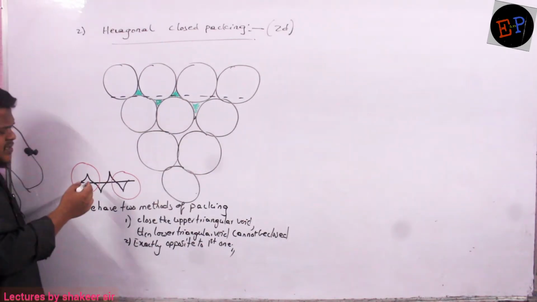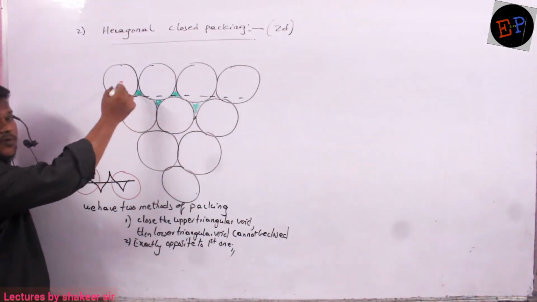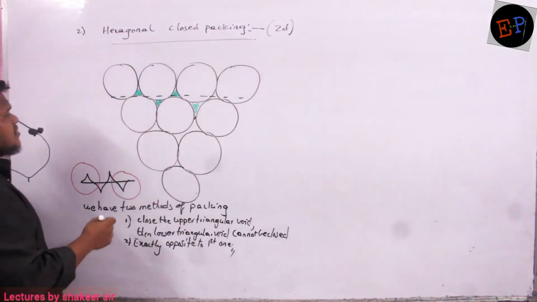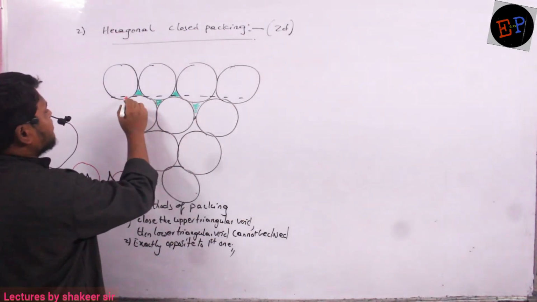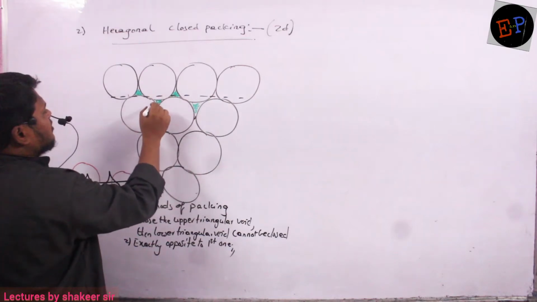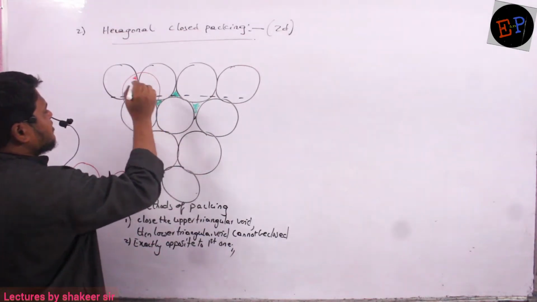Now I will do one thing. I will place one atom on the upper triangular voids continuously. Okay. Now let us see how I can pack this one. Clear? So I can pack it like this. So this is the method in which I can pack.